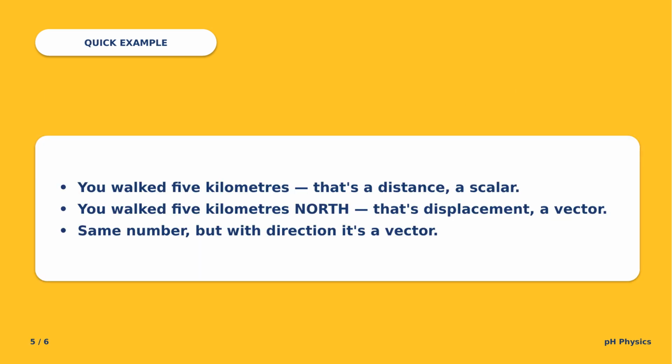Quick example, you walked 5 kilometers. That's a distance, a scalar. You walked 5 kilometers north. That's displacement, a vector. Same number, but with direction, it's a vector. The presence of a direction is the test.